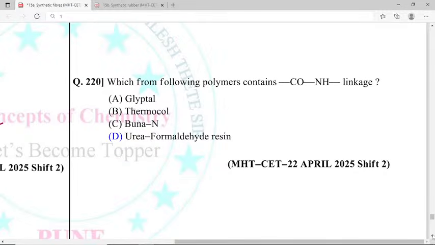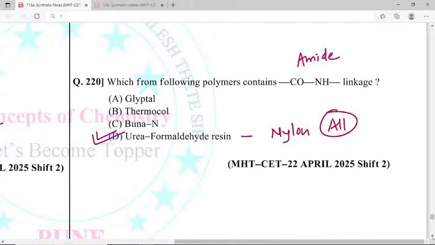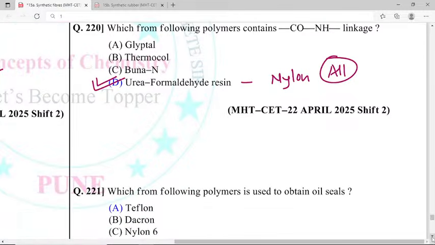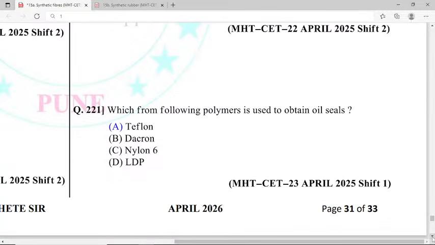Which from following polymers has the CONH linkage? It is called the amide linkage. So the amide linkage is present in urea formaldehyde resin and all nylon categories. All nylons, as well as urea formaldehyde resin. Urea contains nitrogen, so that's why there is the polyamide.